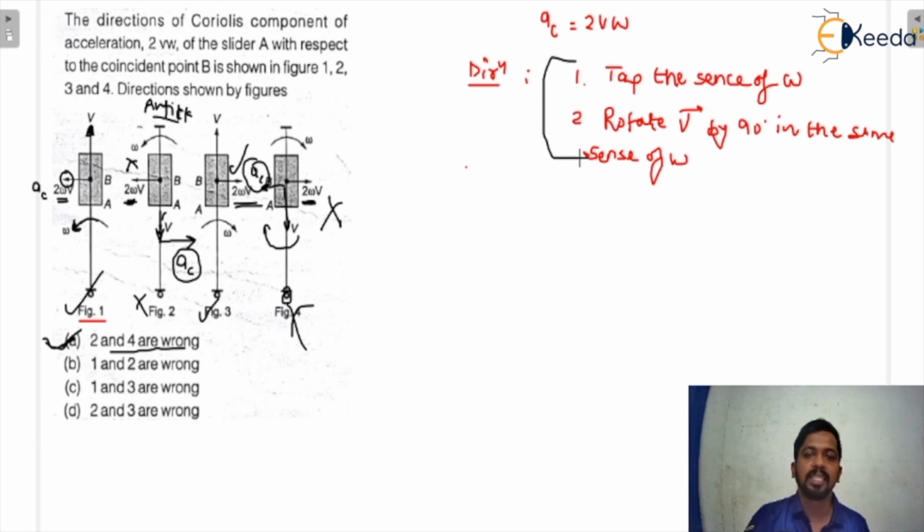Now you are able to understand how to calculate the Coriolis acceleration. From the exam point of view, this is a very important topic. You have to practice a lot of questions. I have already told you how to calculate the magnitude and the direction of the Coriolis acceleration.